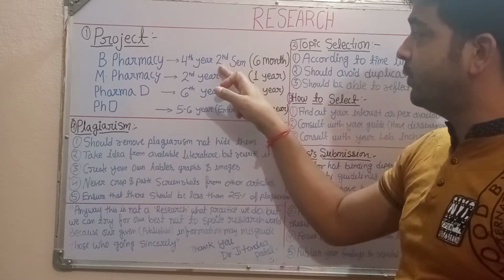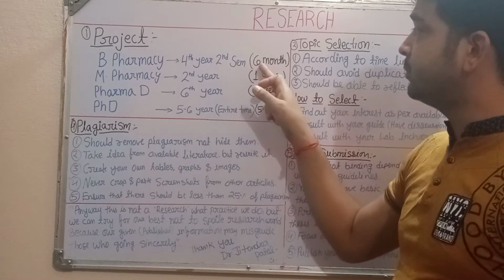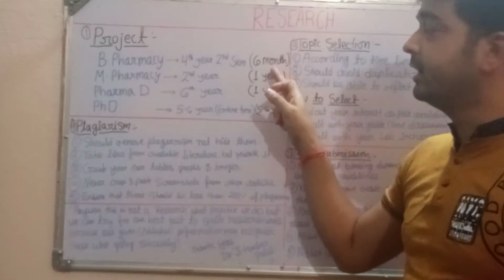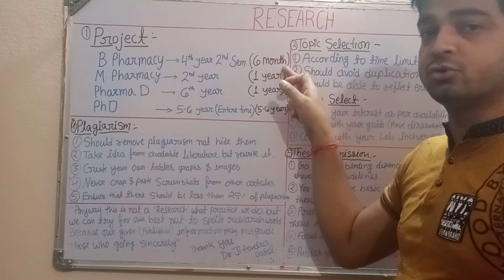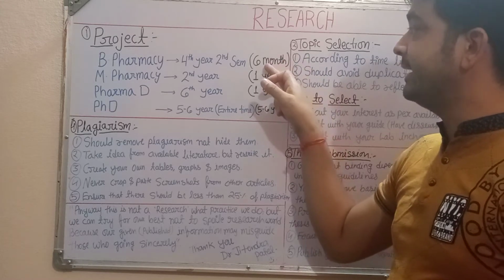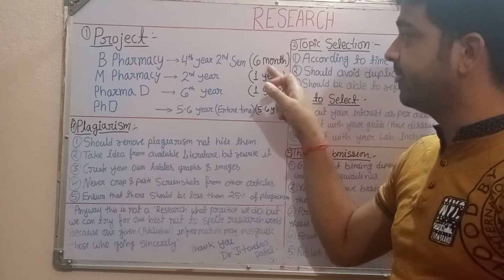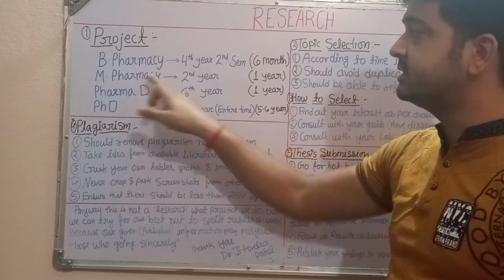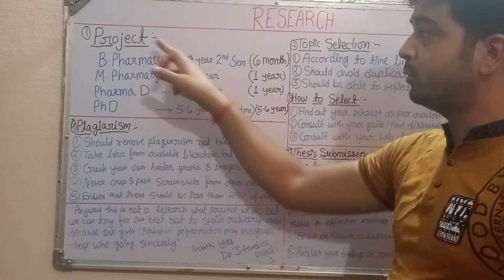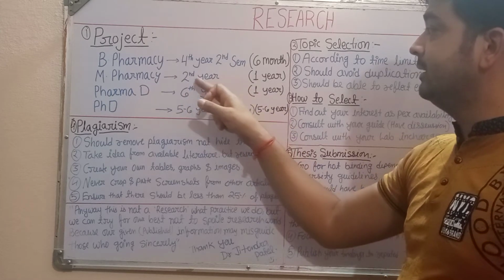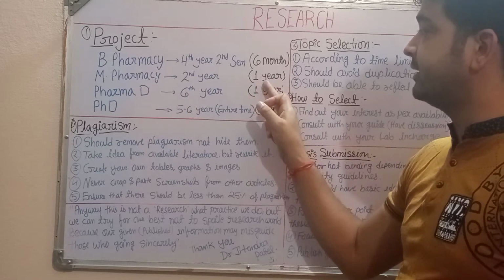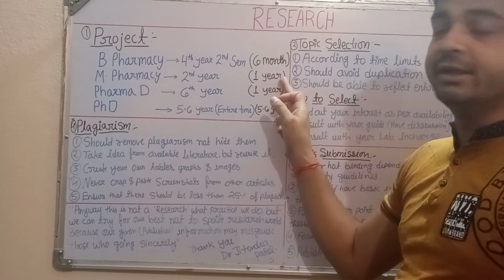Since it is a one-semester program, it is supposed to be for 6 months, right? So we have to design our research protocol and plan of work so that it is going to be completed in 6 months. When we talk about M Pharmacy, this project happens in the second year, so the time duration is going to be 1 year, right?